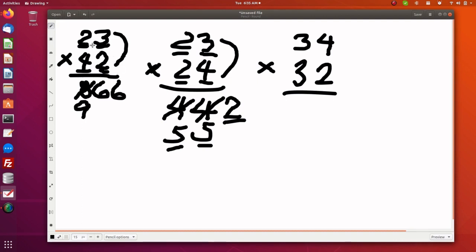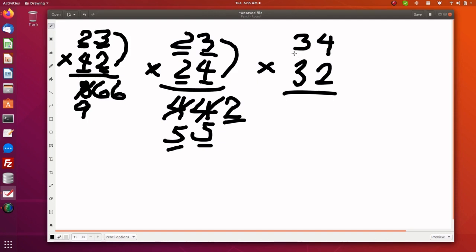So, pero dito, magkaiba yung numbers, yung multiplicand and multiplier. Like 23 times 42, not 23 times 23. So, this is just to prove na yung technique na ito is not only applicable doon sa mga magkakaparehas na multiplier and multiplicand. Kahit magkaiba siya, at 2 digits, ay applicable pa rin yung shortcut method or technique na ito. Okay?